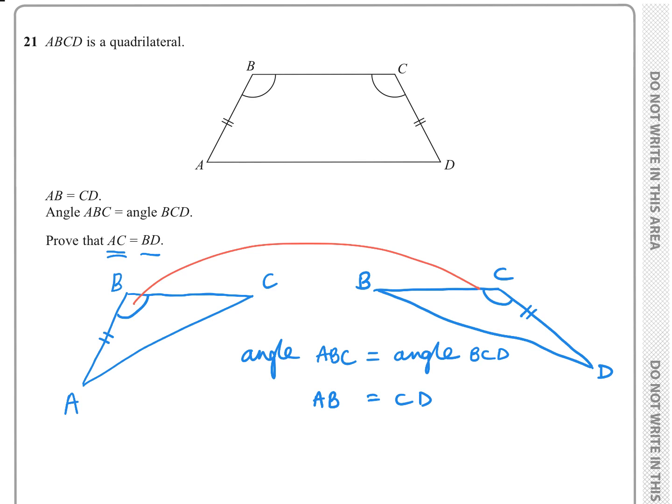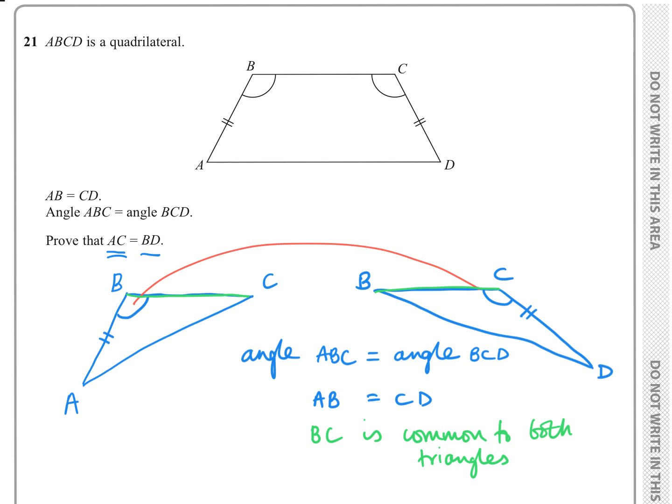Now, the nice thing that we can show in this case is that BC is common to both triangles, so we're going to write that. BC is common to both triangles.